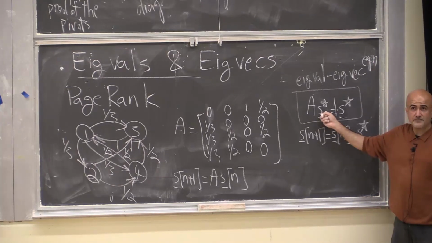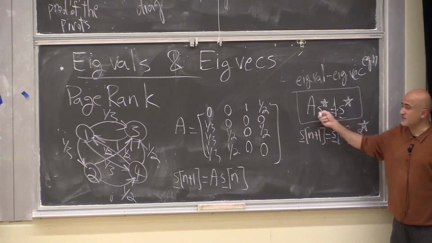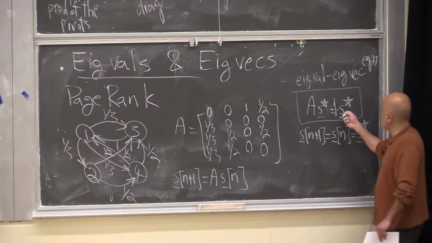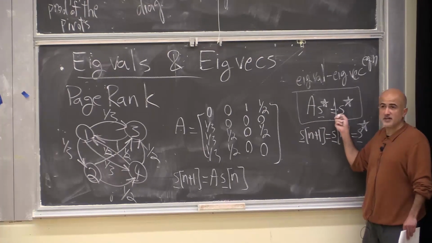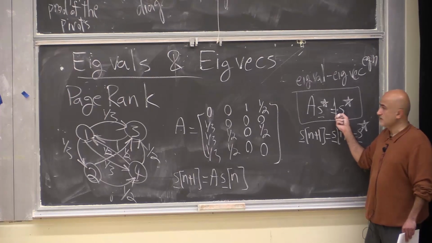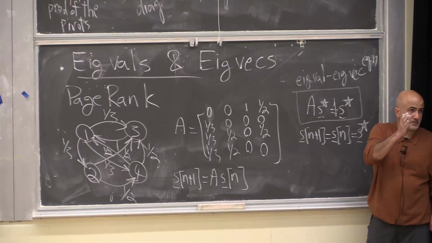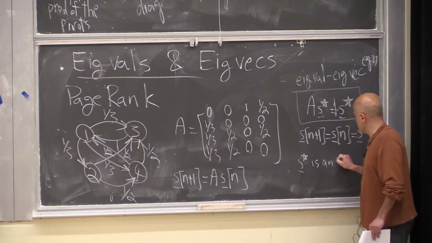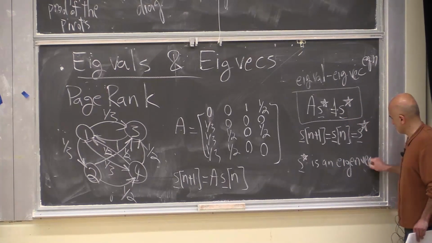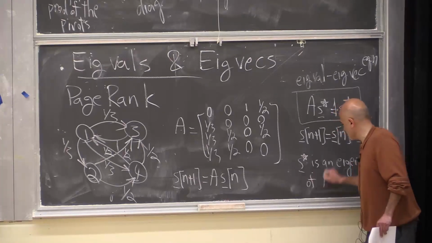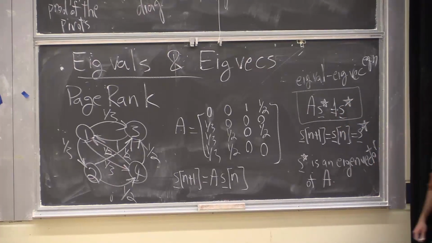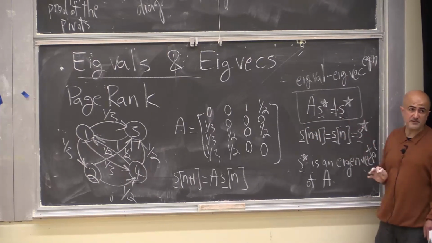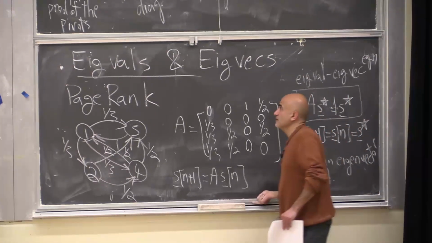The vector S star, the equilibrium state, has a very special relationship with the matrix A. When I multiply the vector S star, it doesn't change in this case. It's scaled by the number 1. It doesn't change direction. So S star, we say, is an eigenvector of A. An eigenvector is a vector that when you multiply it by the matrix, you get some scaled version of that vector.